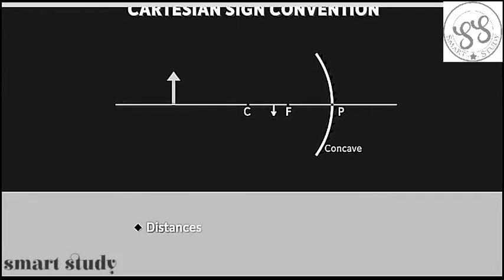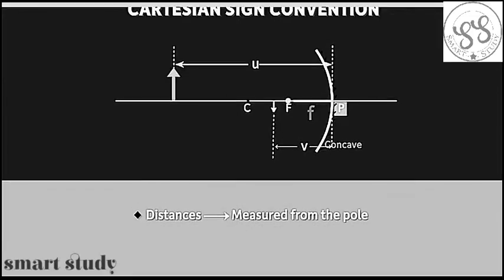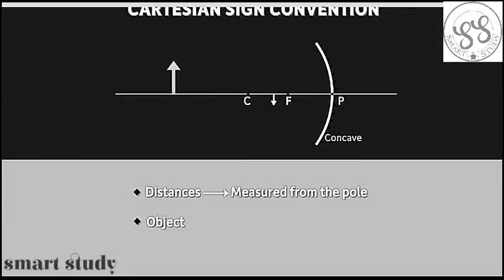Firstly, all the distances parallel to the principal axis should be measured from the pole of the mirror. All the distances U, V and F are measured from the pole of the mirror and not from any other part of the mirror. And the segment that is used to measure the distance should always be parallel to the principal axis. The second rule is that the object is always placed on the left of the mirror.